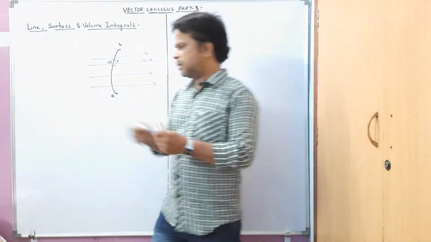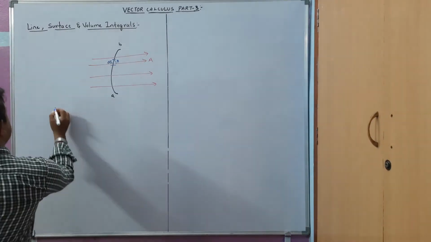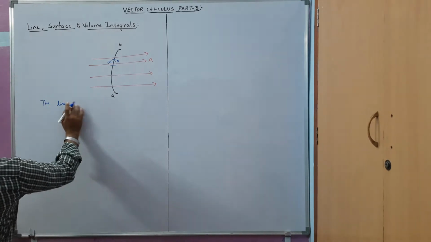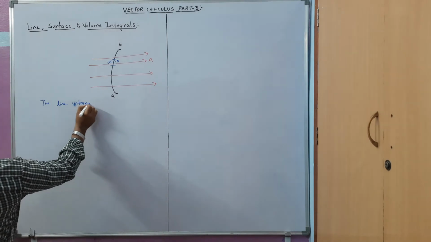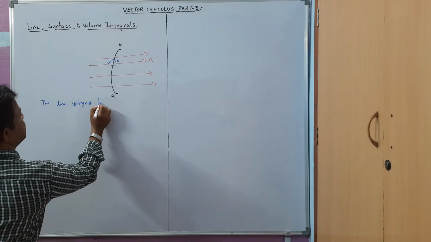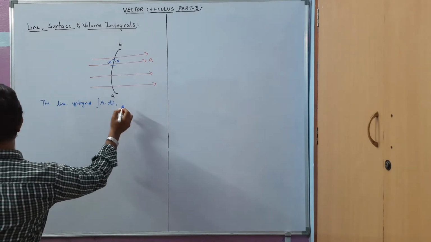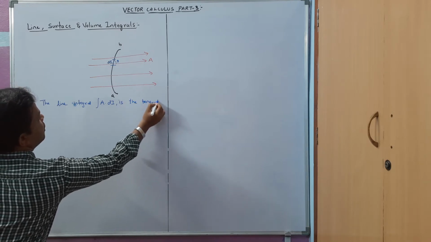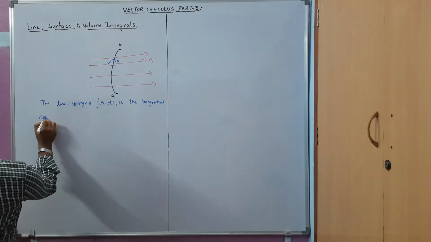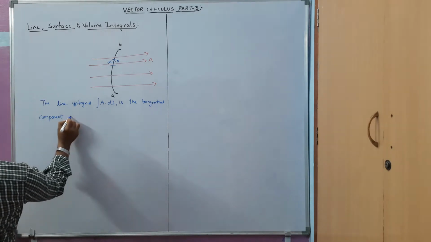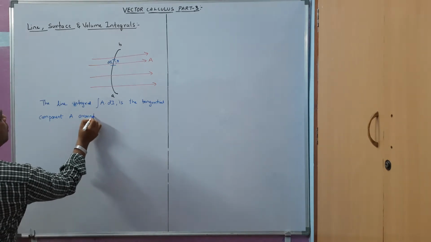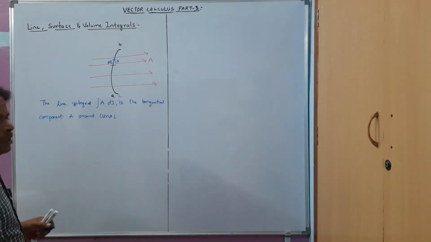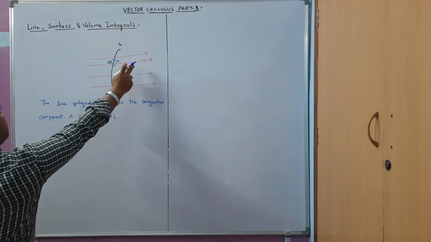The line integral A dot dl is the tangential component of A around a curve L. So now I will write the definition here: the line integral of A dot dl is the tangential component of A around curve L. So this is a curve L here, and this is the tangential component of A along the curve L.